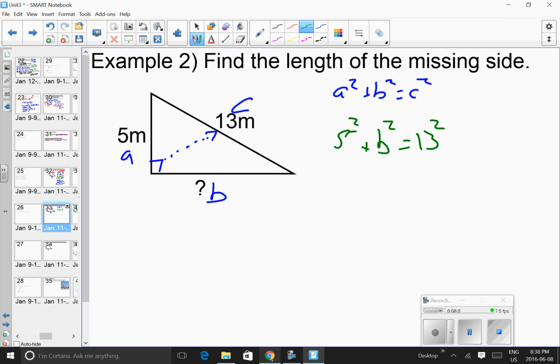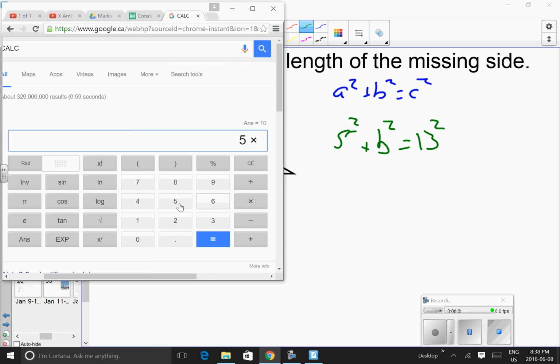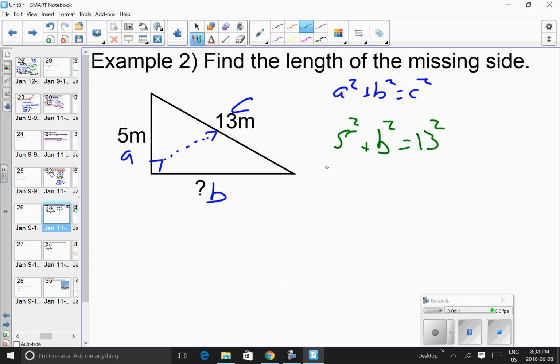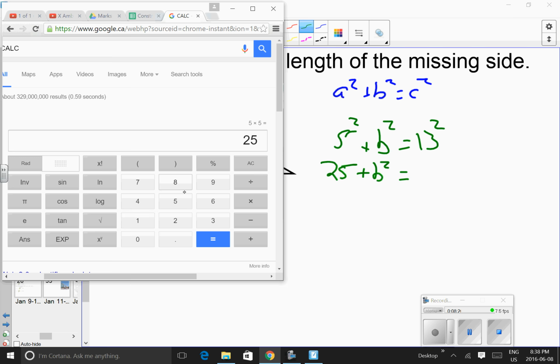Alright, so now we're going to simplify the numbers we know. So 5 squared, or 5 times 5, is just 25. B, we don't know, so leave it as B. And don't forget the squared. And 13 squared, 13 times 13 is 169.